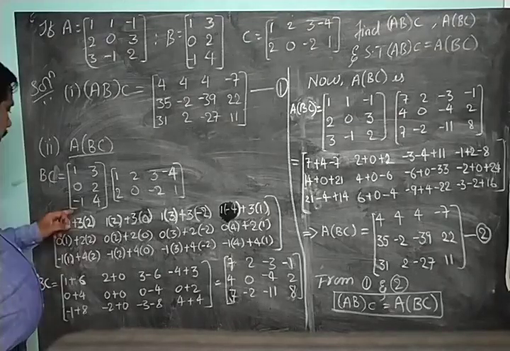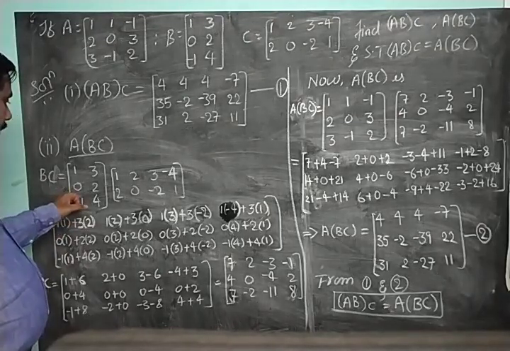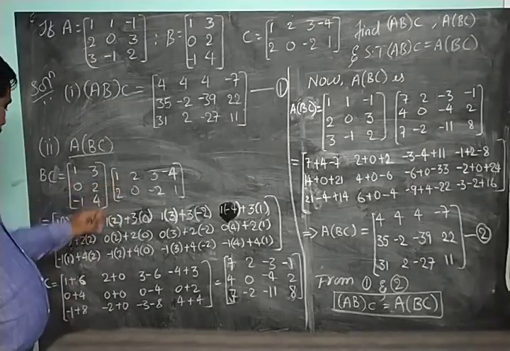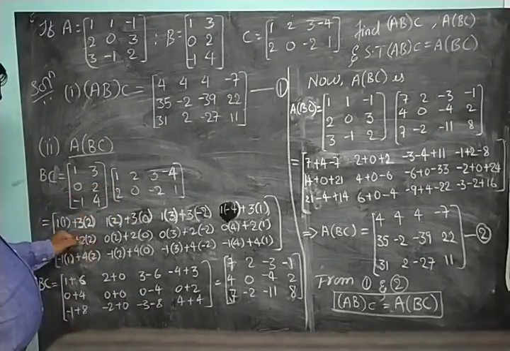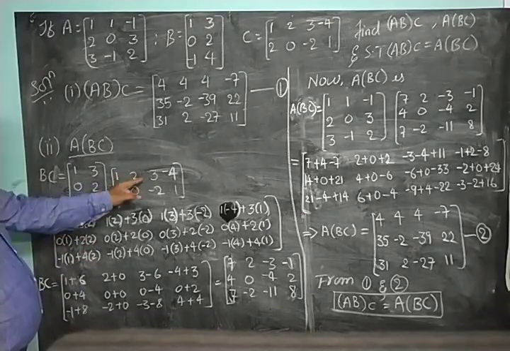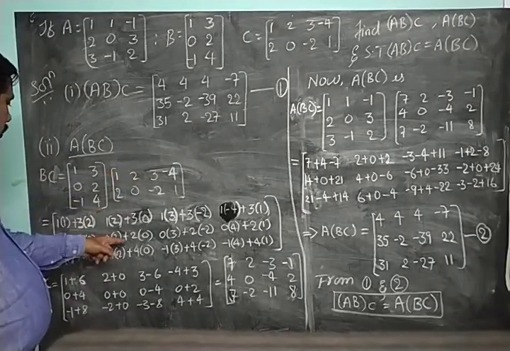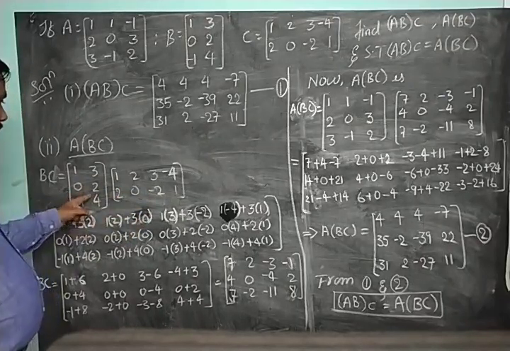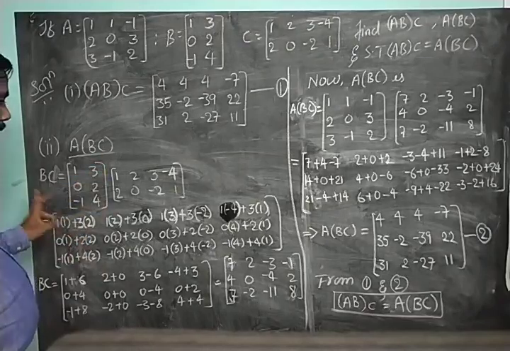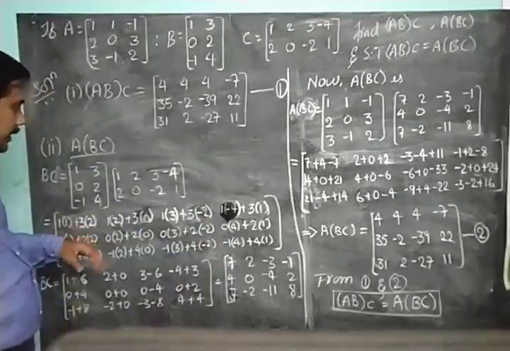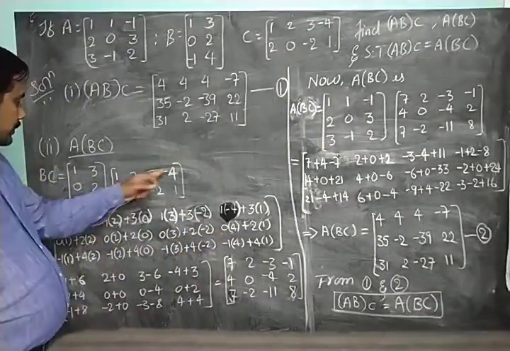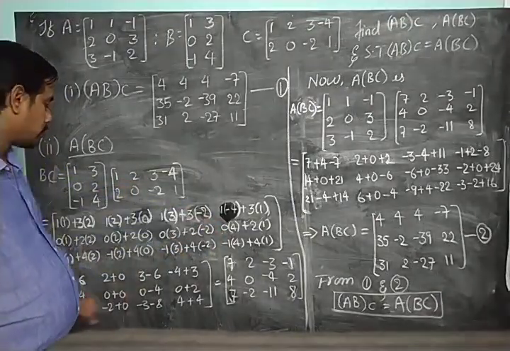Then here second row with first column, 0 into 1, 2 into 2. Second row with second column, 0 into 2 plus 2 into 0. Second row with third column, 0 into 3 plus 2 into minus 2, and second row with fourth column, 0 into minus 4. Anyway, it is going to become 0, so no need to worry about the sign of 4 here. 0 into minus 4 plus 2 into 1.